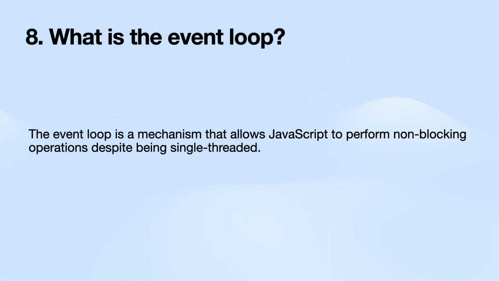If the call stack is empty, it takes the first task from the callback queue and pushes it onto the call stack for execution. If the call stack is not empty, it waits until it becomes empty. This process allows JavaScript to handle multiple operations concurrently, even though it's executing only one at a time. The event loop is what makes JavaScript suitable for handling many simultaneous connections in server-side environments, like Node.js, and responsive user interfaces in browsers. Understanding the event loop is crucial for writing efficient, non-blocking JavaScript code, especially when dealing with asynchronous operations.